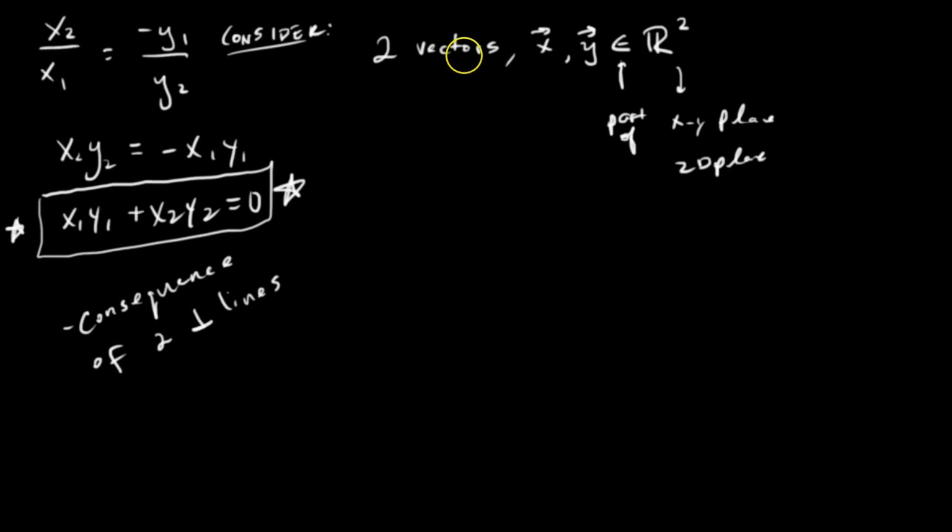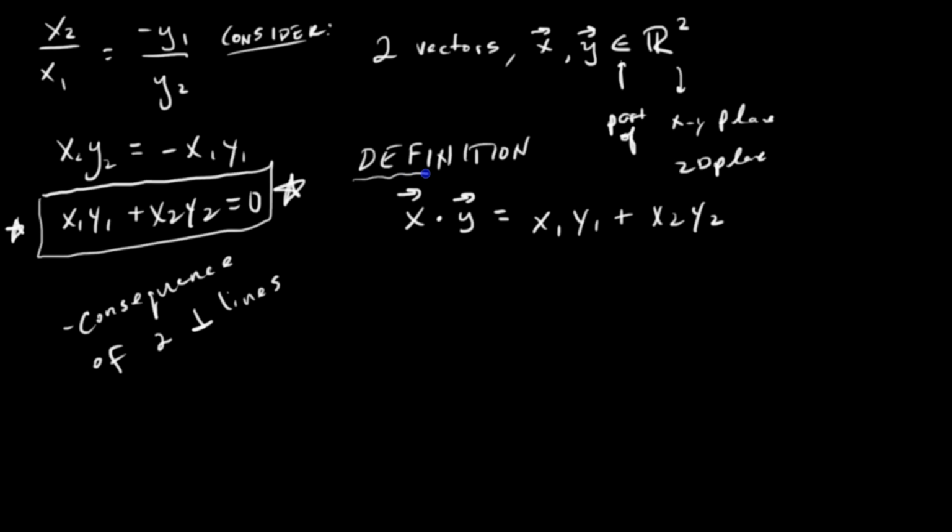And now I'm going to introduce this term, it's called a dot product. So x dot y is equal to, I'm going to tell you, x1 y1 plus x2 y2. This is a definition of the dot product. And now you know why this thing is important. We actually have a name for it.